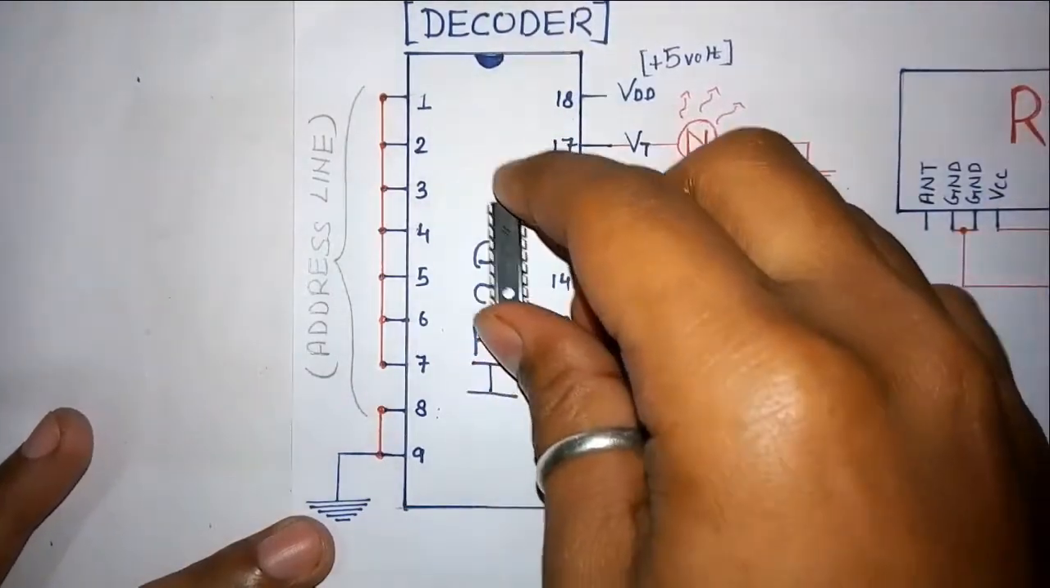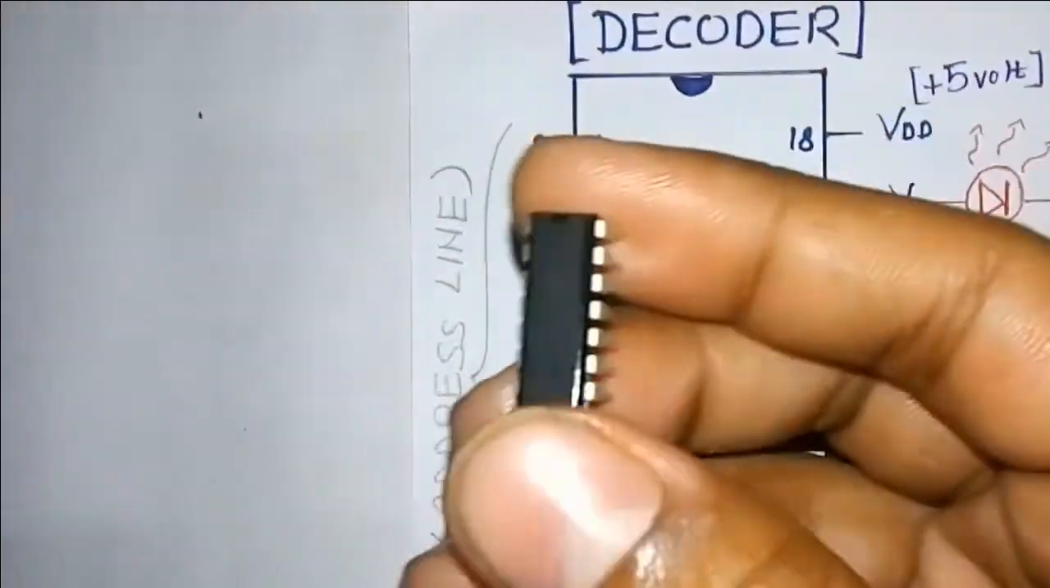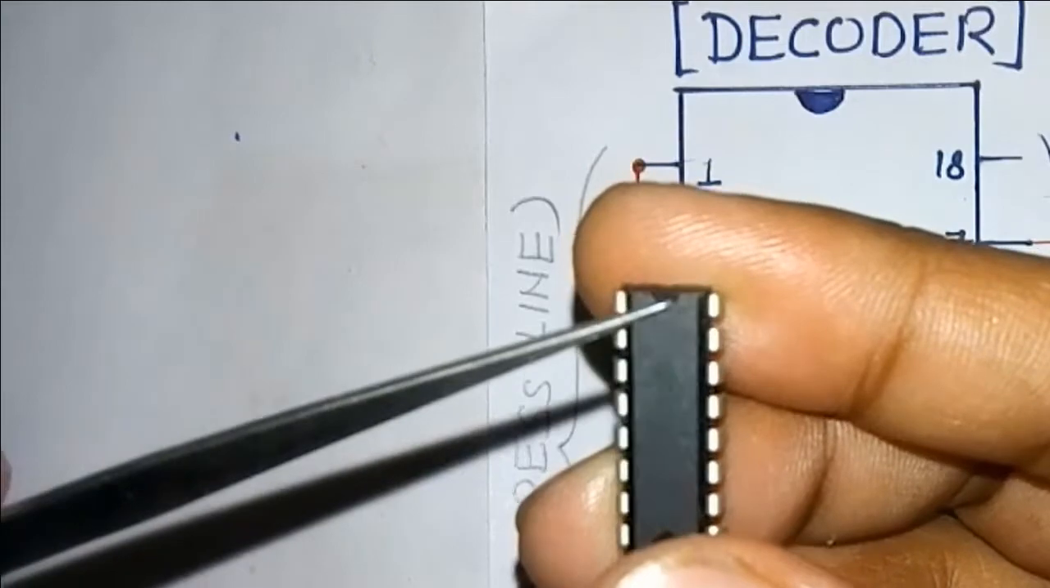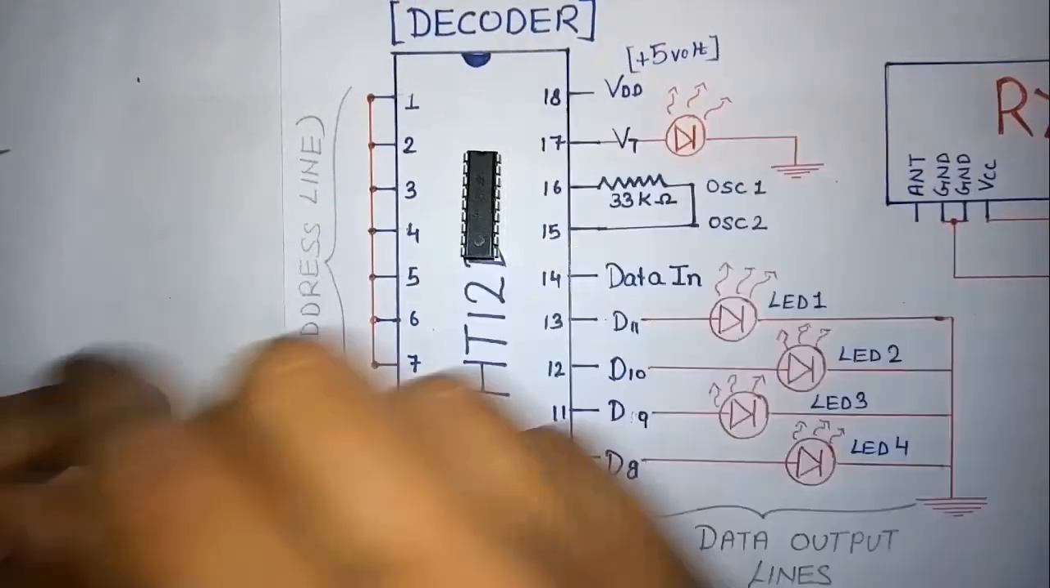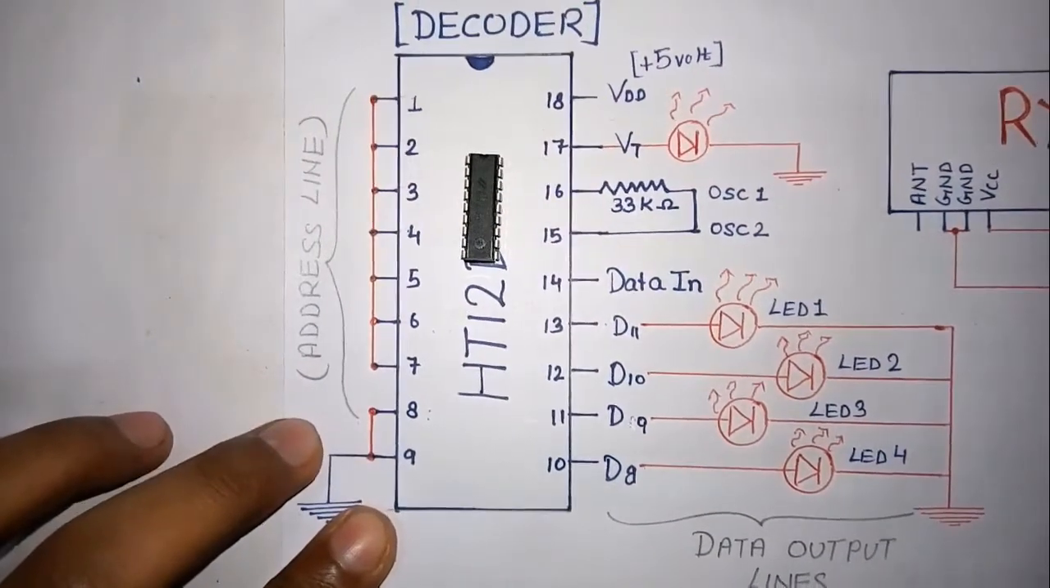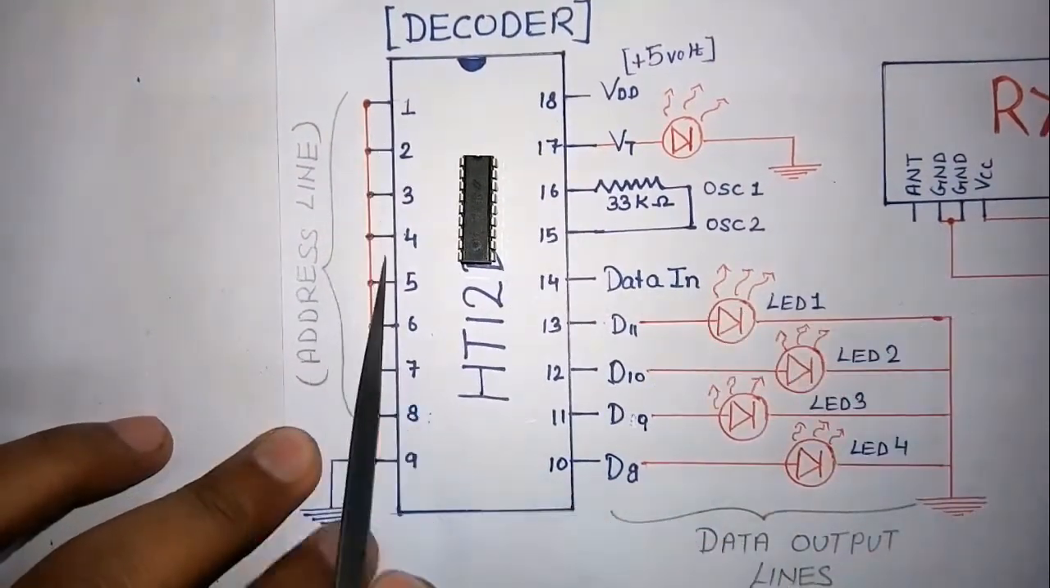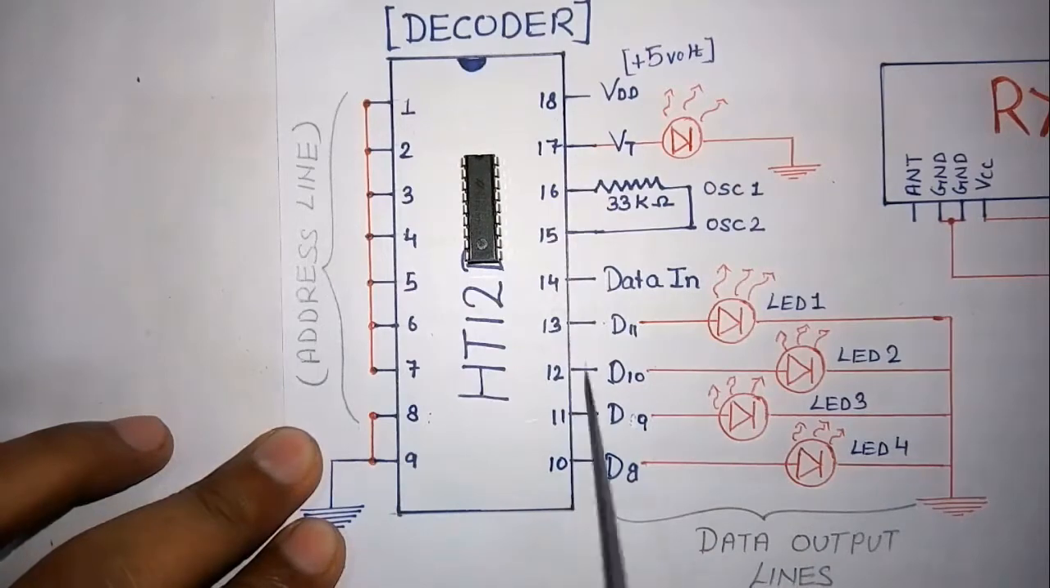Here you can see the IC, it's a decoder IC. Notch, you can see here, the same thing which I have done here. I will place it like this. This is the left side of the IC, you can see here, and the right side of the IC.